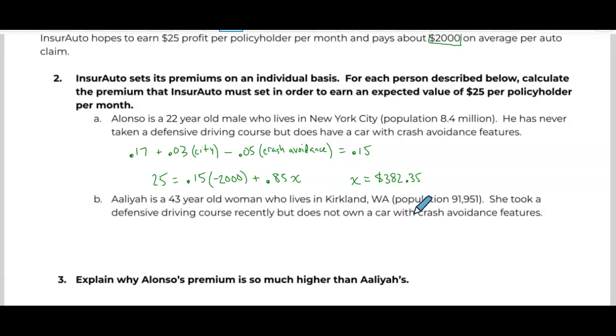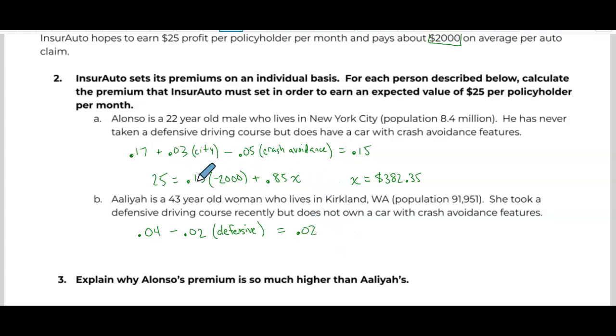Defensive driving course, does not own a car with crash avoidance features. So I want to do the same things here. I want to go through her probabilities. She is in that cell on the table, which is the lowest probability of getting in an accident. So she starts at 4%. We are going to subtract 2% because she has that defensive driving course. And that comes out to a total of 0.02.